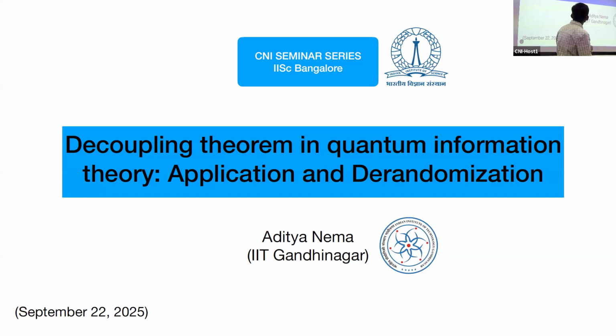So I'll be talking about one of the most widely applicable theorems in quantum information theory, especially the Shannon version of quantum information theory, which is the decoupling theorem. We'll see a couple of its applications and a way to de-randomize that particular decoupling theorem. And I'll explain what I mean by de-randomization as we go along. And I'll include all the basics in between. So please feel free to stop me if there are any doubts.